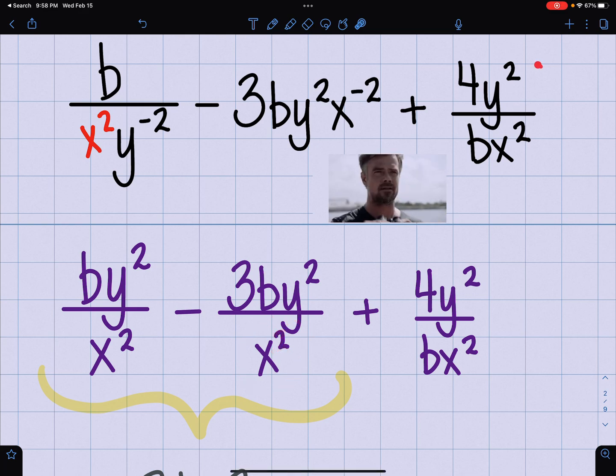Okay, let's look at this last one. This cannot be simplified anymore. I know that because there's only y's on top and there's only x's on the bottom.